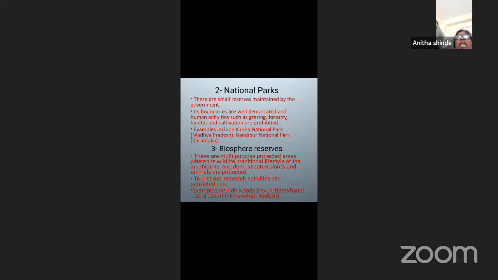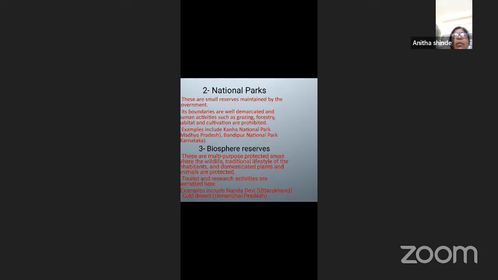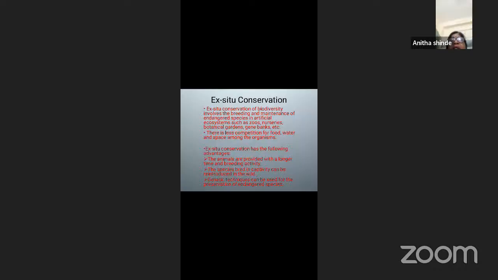So this is about the three strategies where the in situ conservation practices can be done. Now, ex situ conservation is nothing but the breeding and maintenance of endangered species in artificial ecosystems. They are not in the natural habitat, but in artificial ecosystems, such as zoo parks, nurseries, botanical gardens, gene banks, and all those things.